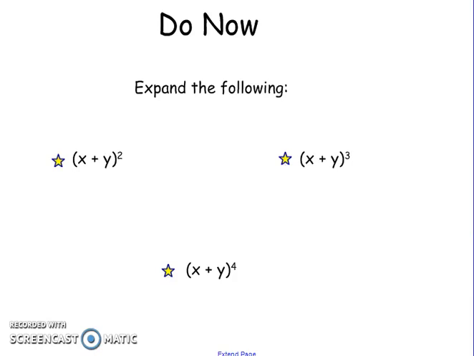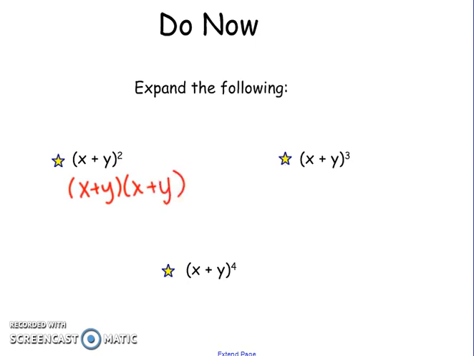If we look at this do now, we want to expand the following. So remember, when we have something that's raised to a power, we can't just distribute the power when there's a plus or a minus in between. So the (x plus y) squared, we can't just make that x squared plus y squared because of the plus sign. So we have to write it twice and FOIL it out.